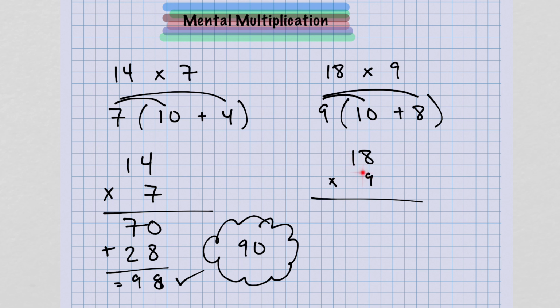Okay, and I'll show you that. Here's 9 times 10, that's 90. And as I said, 9 times 8 is 72. Okay, so 90 plus 70 is 160. And the 2 left over gives you 162. Okay, you see how that works? I'll show you a couple more examples.